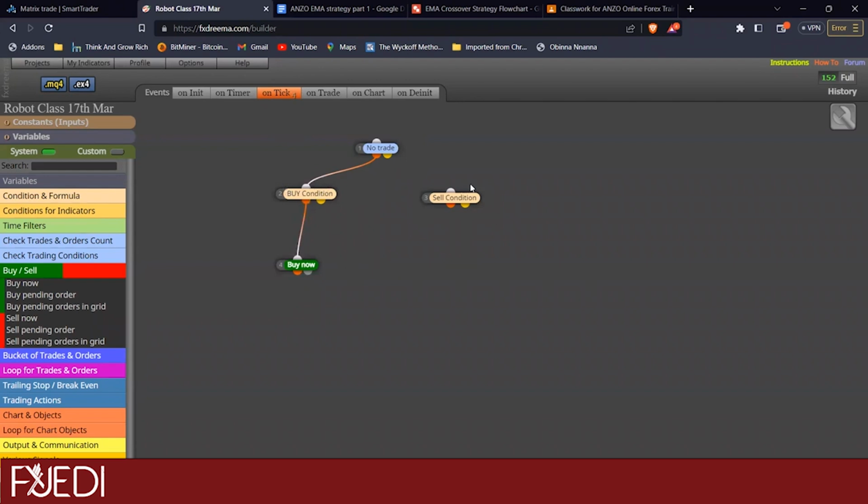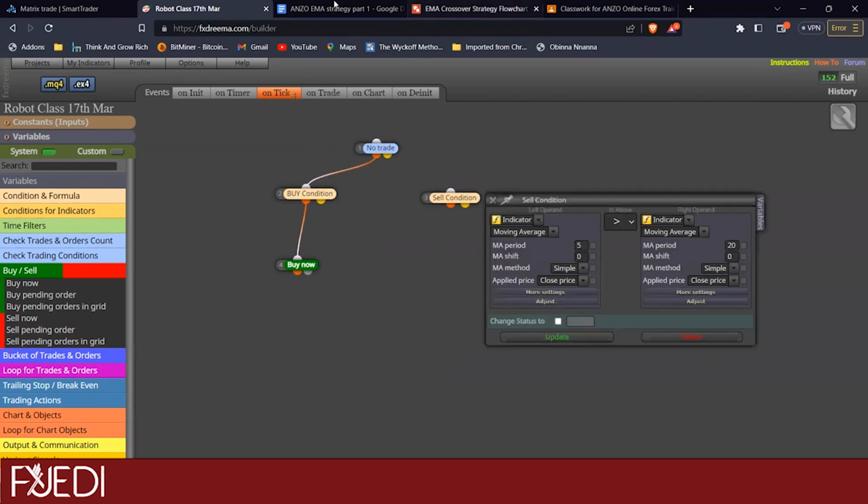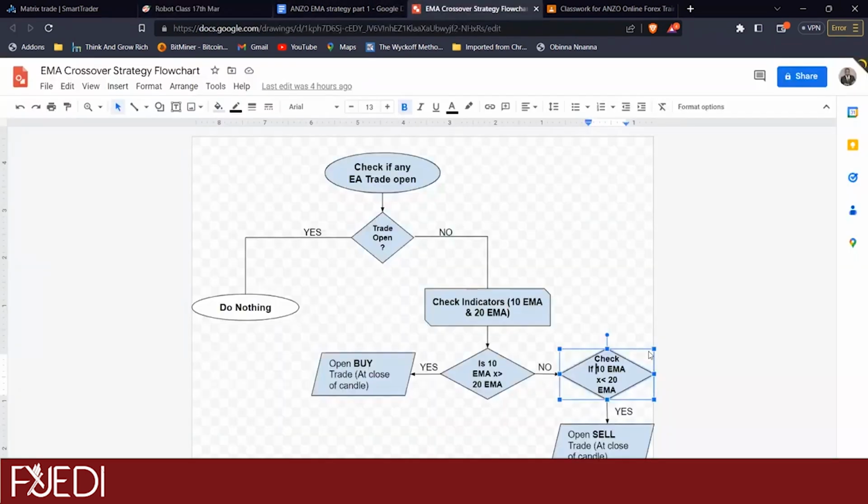Now let's do the sell condition, so the sell side. If there are no trades, it checks for the buy condition, and if the buy condition is not met, it will now go on to check for the sell condition, right? So let's set the sell condition. What's the sell condition? It is if the 10-period moving average crosses below the 20-period moving average.